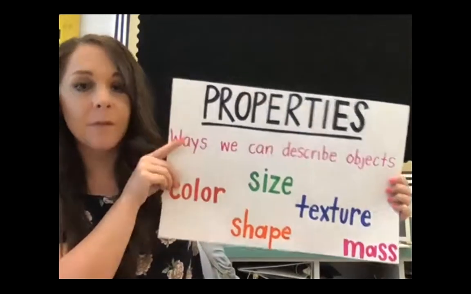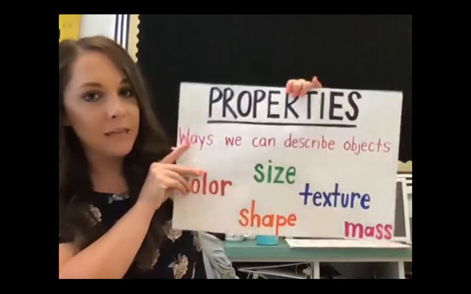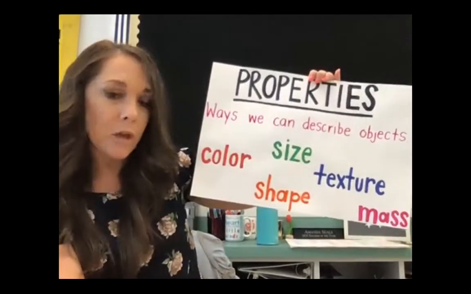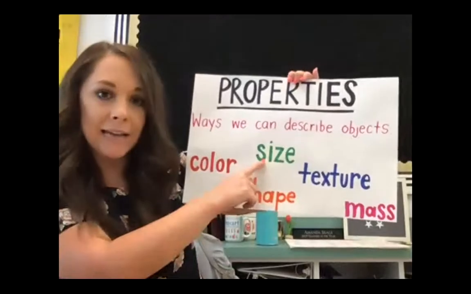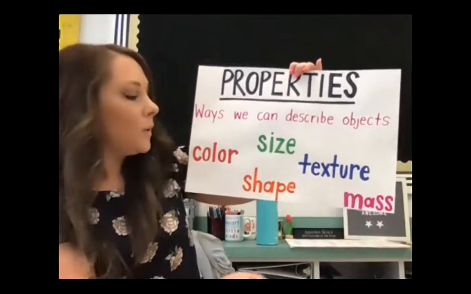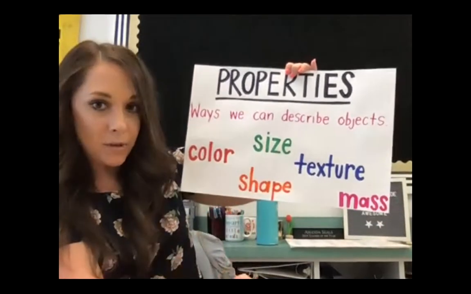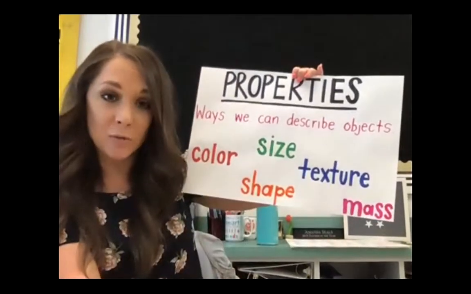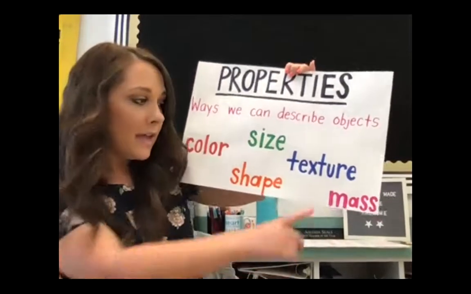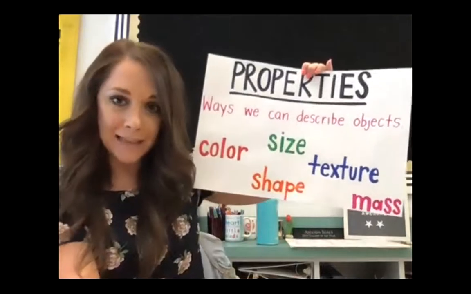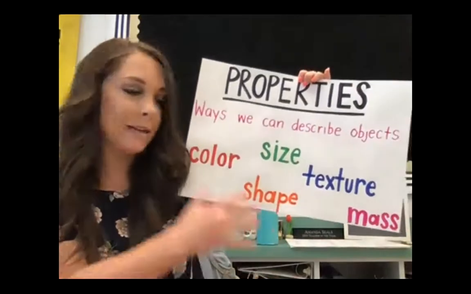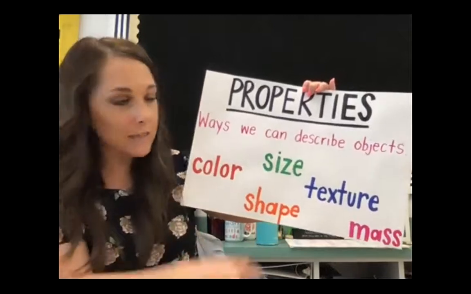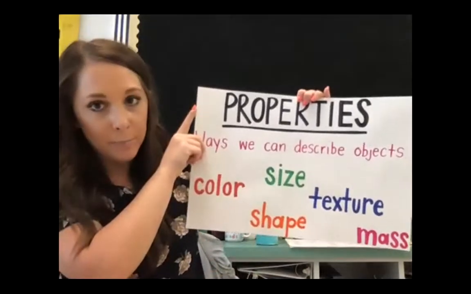There are lots of different properties or different ways we can describe objects. We could describe something's color. We could describe what size something is. We could describe what shape an object is. We could describe its texture, which means how does it feel? And we could describe its mass, which means how heavy or light it is. All of these are different ways we can describe objects, so we call them properties.